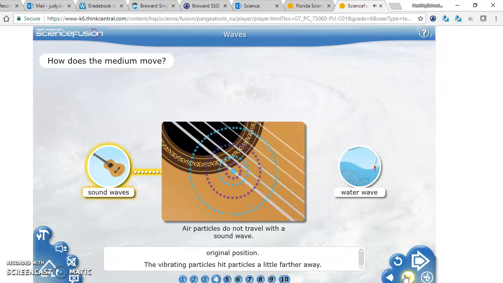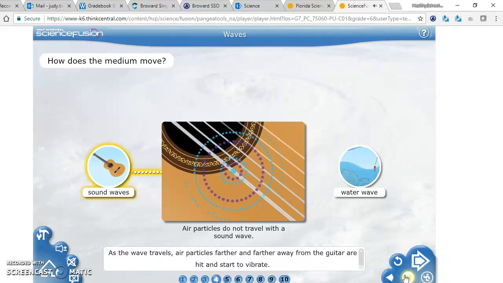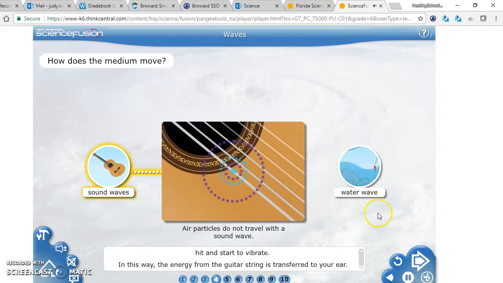The vibrating particles hit particles a little farther away. These particles then start to vibrate back and forth. As the wave travels, air particles farther and farther away from the guitar hit and start to vibrate. In this way, the energy from the guitar string is transferred to your ear.